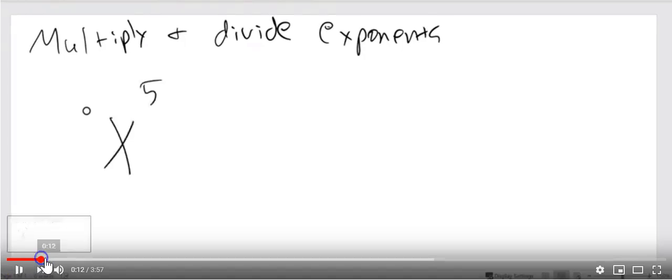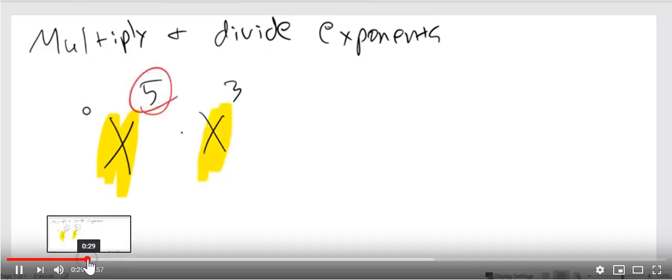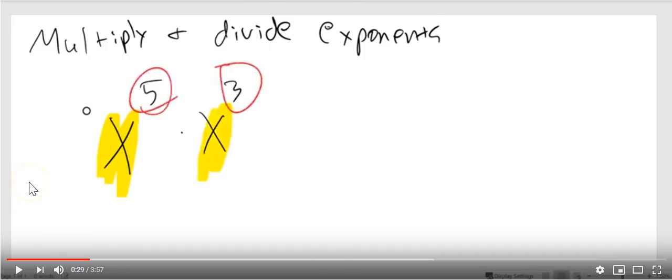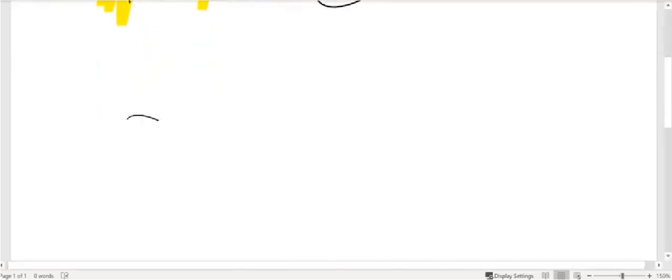Let's move forward. Just so we can refresh ourselves, if I'm multiplying two variables together and they have the same base of x, all we have to do is add the exponents. So 5 plus 3, you get 8. That's all you got to do. That's an important thing to remember. If you multiply with the same base, you just add the exponents. A simple rule can help you with so many different problems.